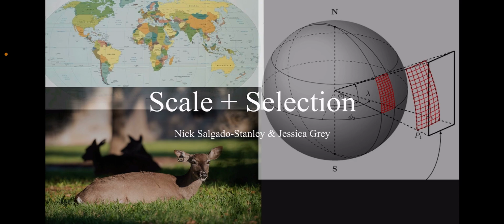This week we're going to be presenting on week 7 of spatial ecology lecture and reading materials. This week surrounded scale and selection.